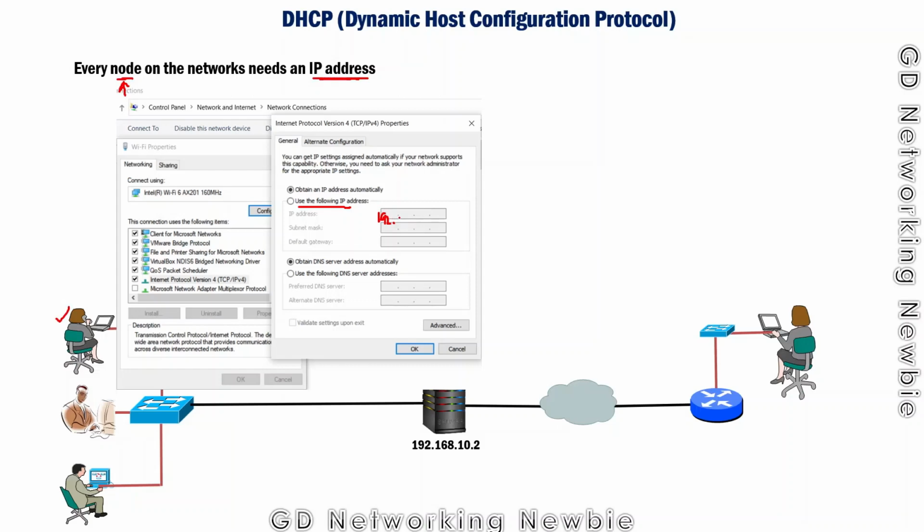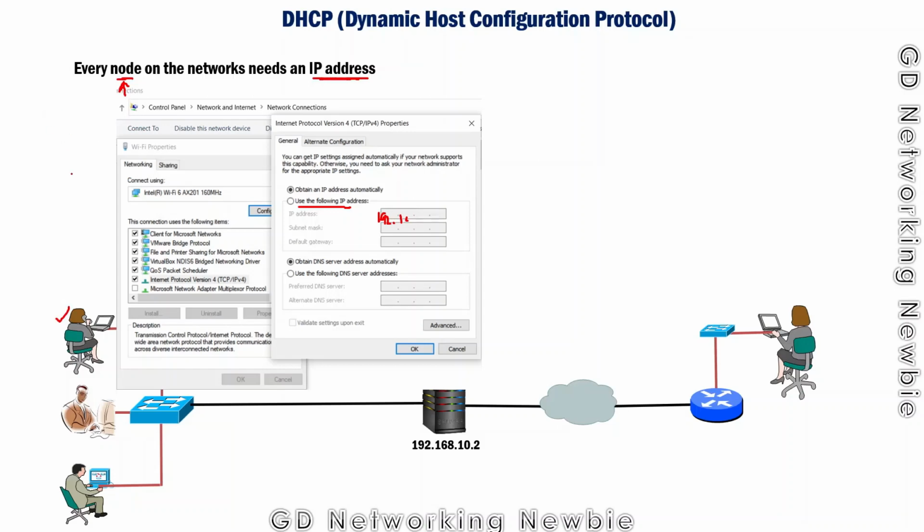For example, 192.168.10.2. In this way, we assign the IP address to the computer manually, and this is known as the static way, or statically assigning the IP address to the computers.